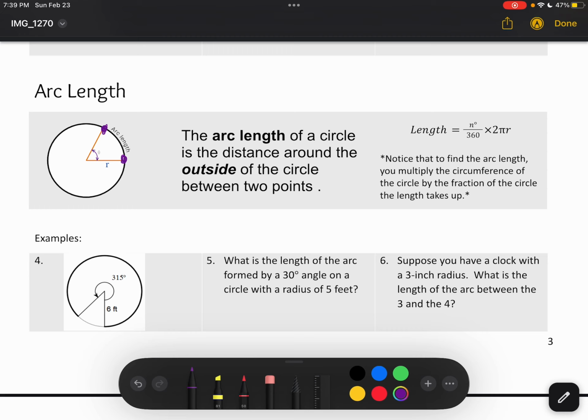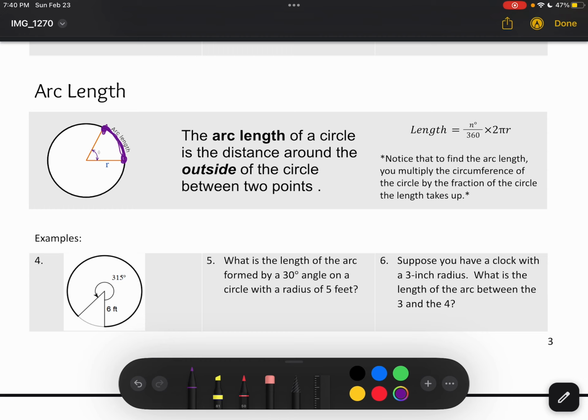On the circumference of a circle. So in this picture we're looking between these 2 points, and we're just taking this piece of the circumference.